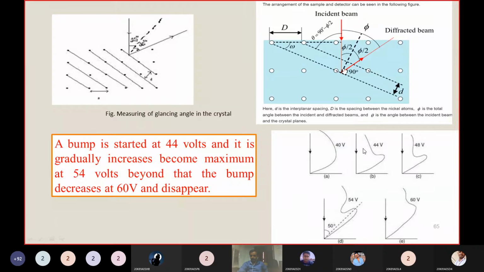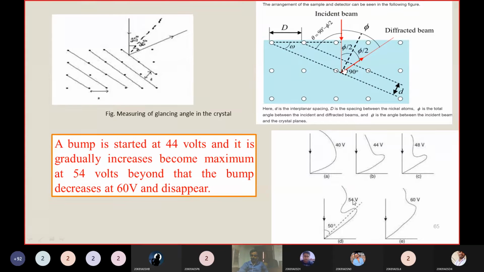If you observe these potentials, at a particular potential what happens? At 44 volts a bump starts, and at 60 volts this bump is minimized. At 54 volts the bump shows its maximum. So it is like the maxima and minima of diffraction. It is maximum and again it will be minimum. In the diffraction pattern, we observe maximum and minimum like that.